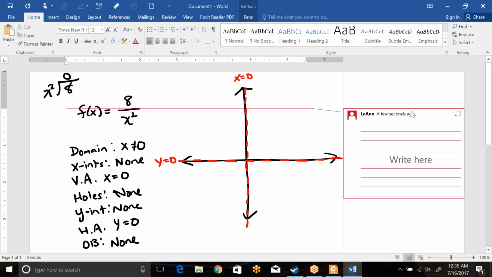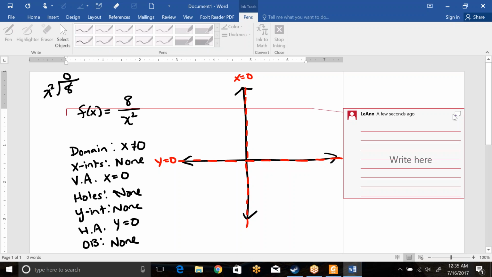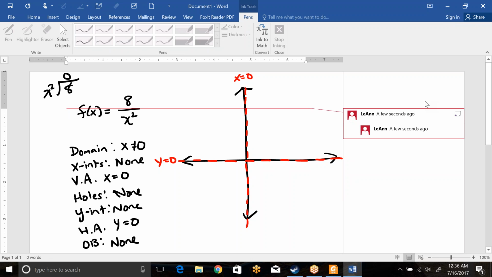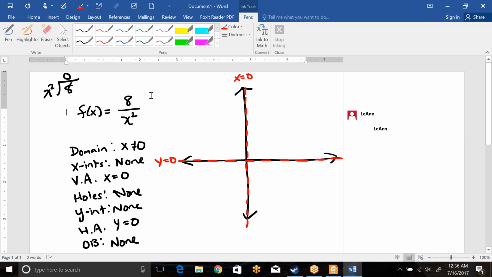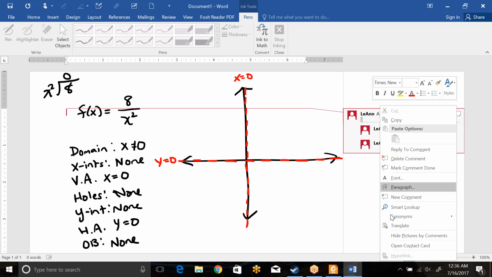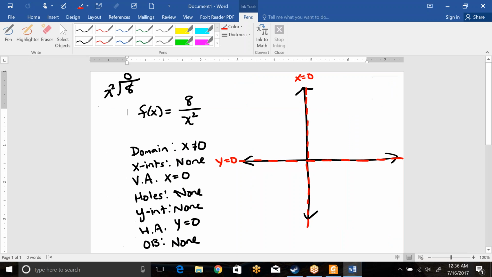So I'm going to pick, let's see, where's my pen? I just added some kind of annotation thing. There we go. How do I get that to go away? Delete. Okay.